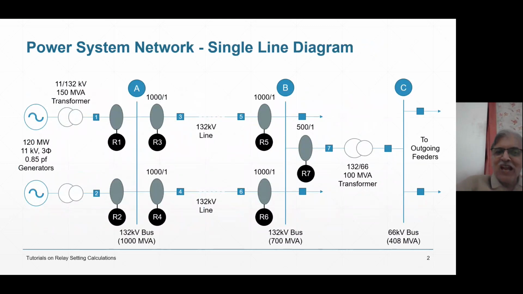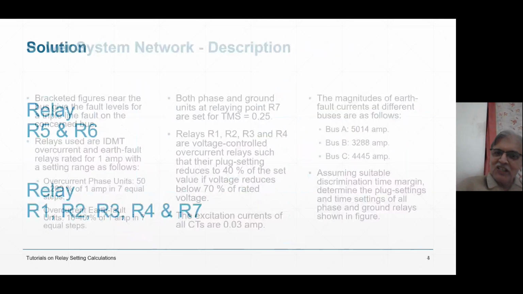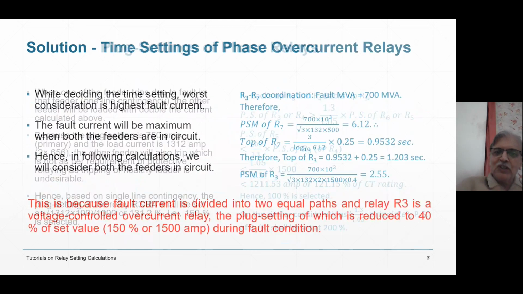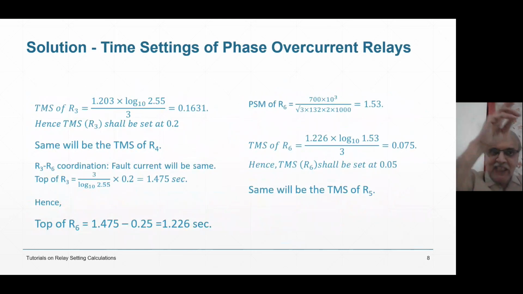That means R6 should operate first, R3 should give backup, R3 should operate 0.25 second later than R6. But now the time of operation of R3 is available, therefore R6 should operate 0.25 second earlier than R3. And with reference to that, I have to decide the TMS of R3, my dear friends. So I go in for the TMS of R3 with that, right? So for R3, R6 coordination, the fault current will be the same, 700 MVA.